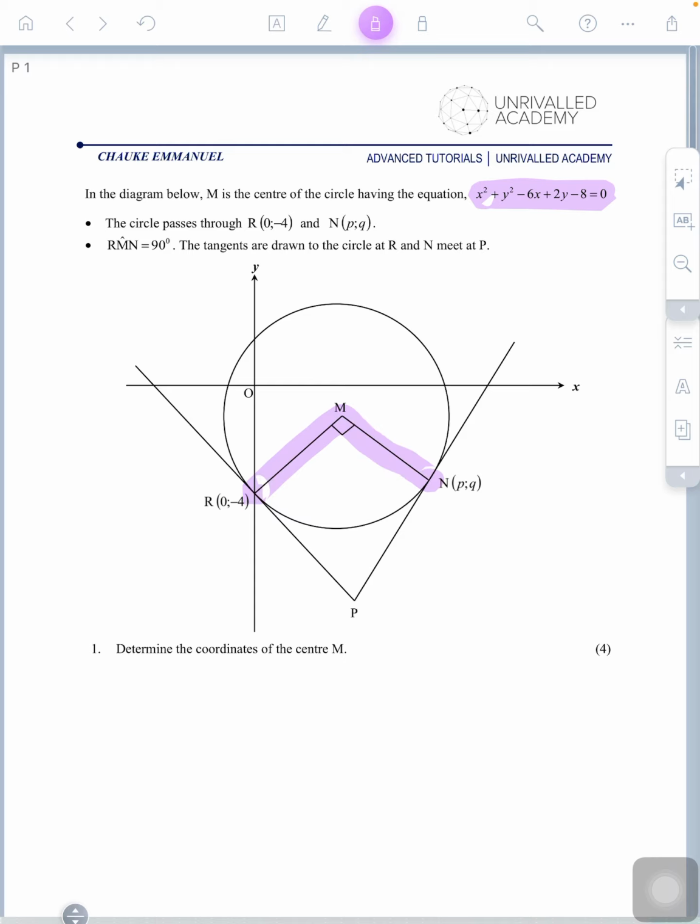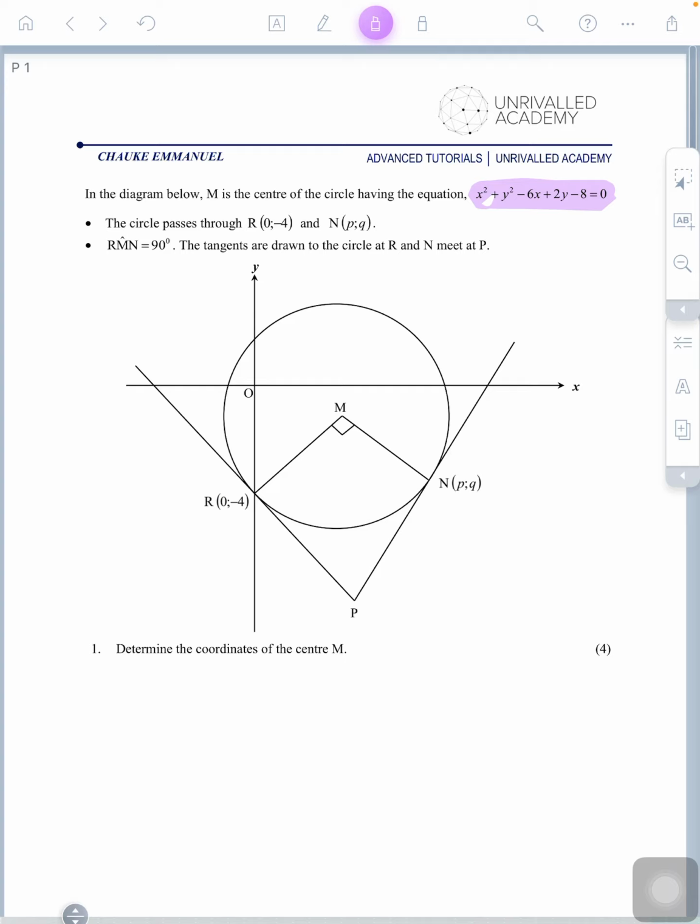One more other thing is that RM, I'm gonna highlight that RM, that angle is equal to 90 degrees, meaning that RM is perpendicular to RN right there. It is given as well by that angle of 90 degrees. The tangents drawn to the circle at R and N meet at P. So you have 2 tangents that meet at P, and those tangents are stationed at R and N, like that.